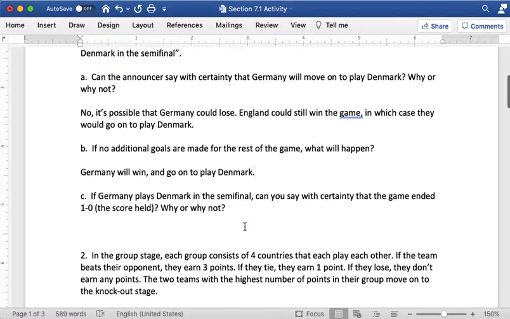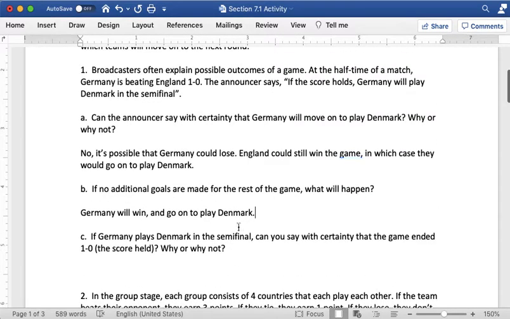Question C. If Germany plays Denmark in the semifinal, can you say with certainty that the game ended 1-0? In other words, the score held. Why or why not? So it's possible that Germany still won the game, but the score was not 1-0. So it's possible that they won with a different score. So we can't say for sure that the score was 1-0. So it's possible that more goals were scored, but Germany still won.